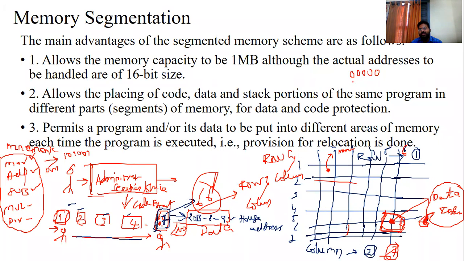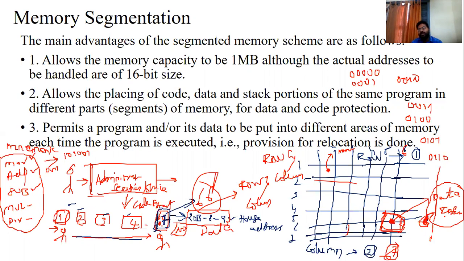This is the address 0 0 0 0. What is the second address? 0 0 0 1 is the second address. What is the third address? 0 0 1 0. What is the next one? 0 0 1 1. What is the fourth one? 0 1 0 0. What is the fifth one? 0 1 0 1. Then what is the sixth one? 0 1 1 0 is the sixth address, and so on.